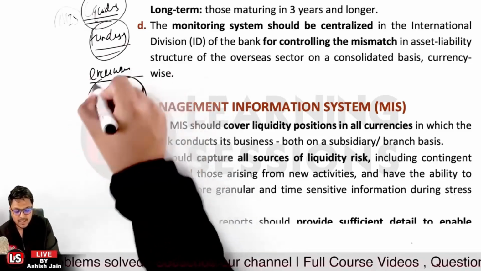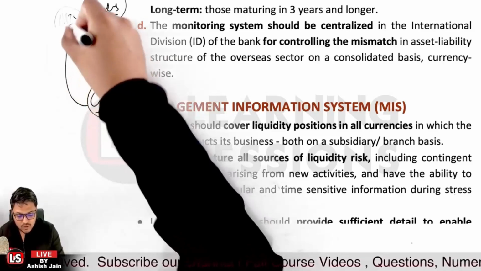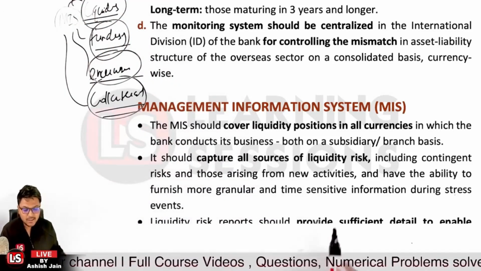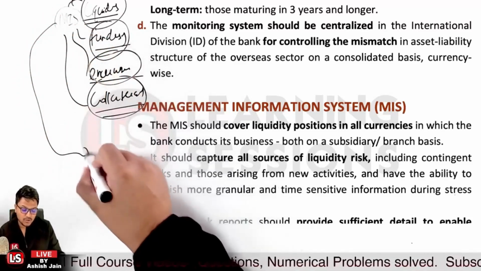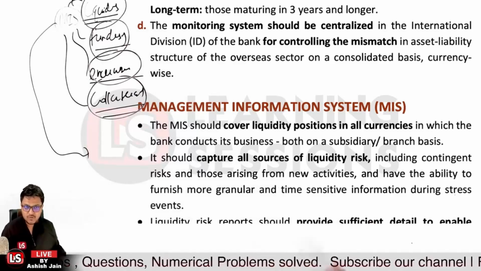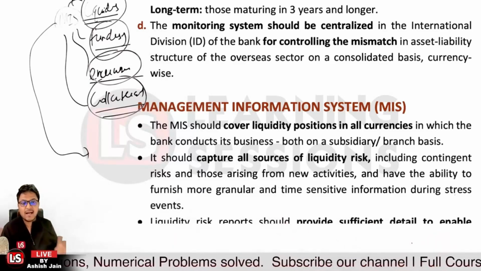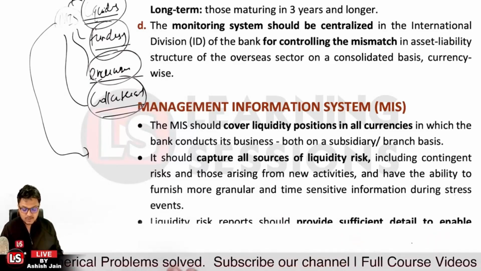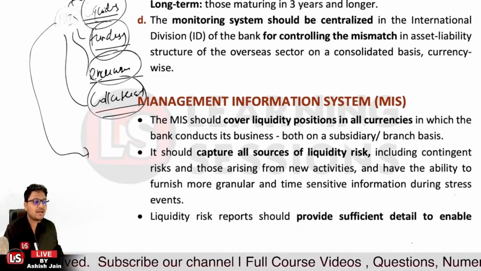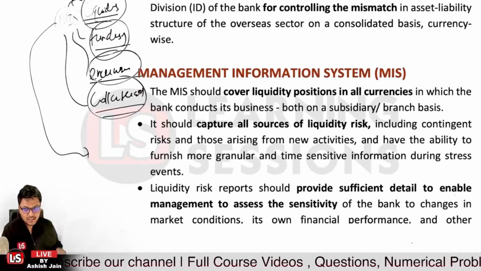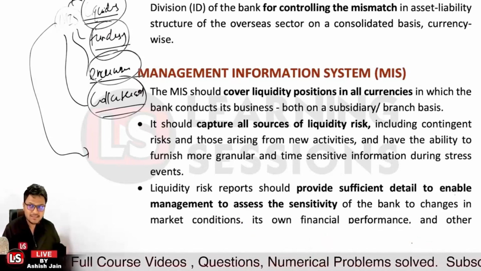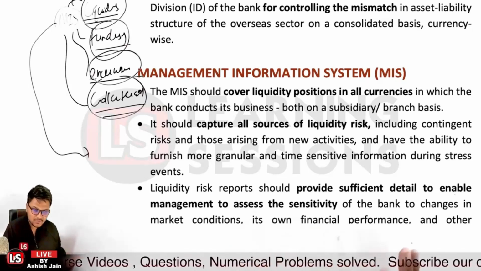All this position information must be there in one particular system. Also related to market data, what is the impact of market position on the liquidity of the bank? All these things must be maintained in the MIS, that is the management information system. All particular things must be captured by it, and further those must be reported at the different levels of the organization. Sufficient detail must be available with the management, so that management can take informed decisions and look into the sensitivity of the assets.